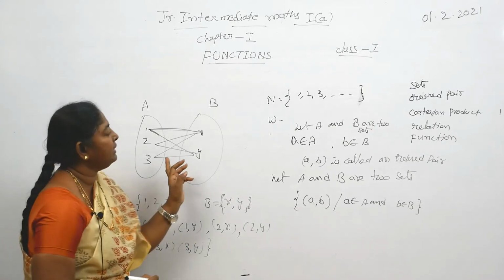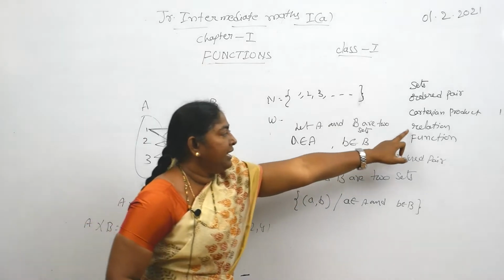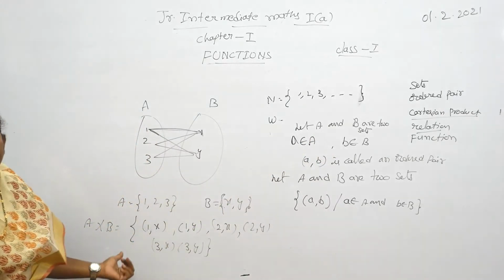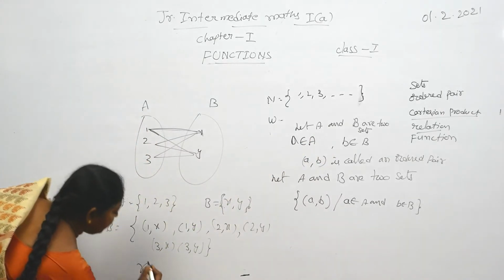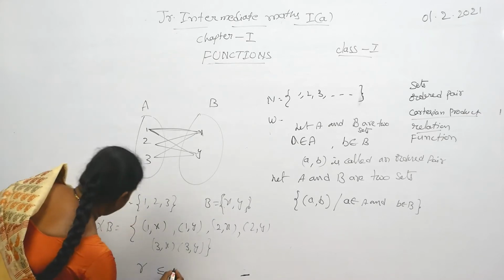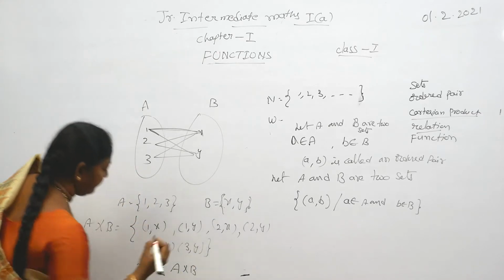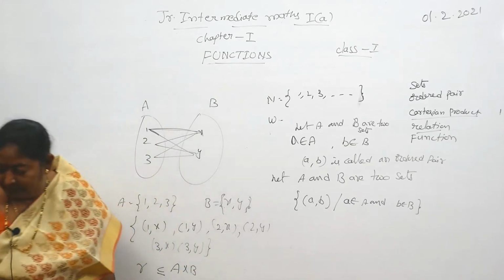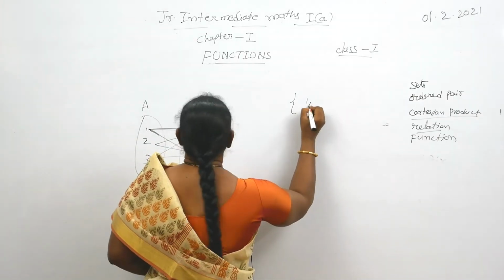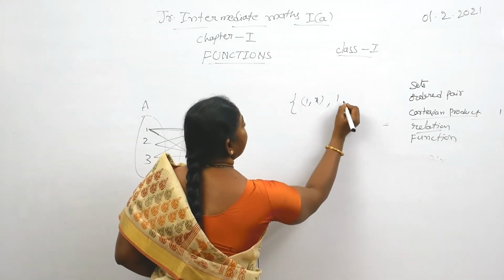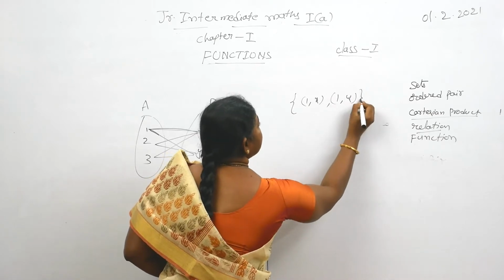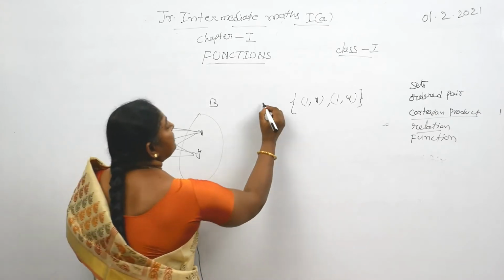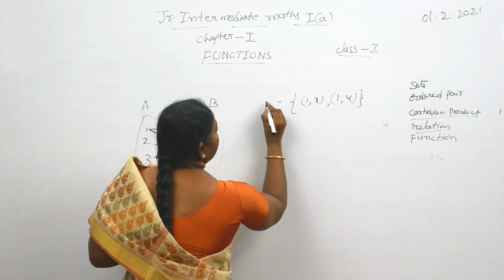Next one, relation. A relation is a subset of a Cartesian product. Suppose R is a relation. R is a subset of the Cartesian product A cross B. So here the ordered pairs (1, x) and (1, y) are a subset of the Cartesian product. So this is a relation R.